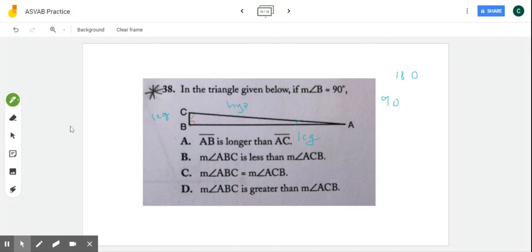So A says AB is longer than AC. So they're saying that this side, AB, is longer than our hypotenuse, and that will never be true in any right triangle. All right, and then they say measure ABC. So again, this M angle just means the measure of the angle. So they're saying this angle is less than ACB, which again, we already talked about. This one's 90, so this one has to be less than 90, so not true.